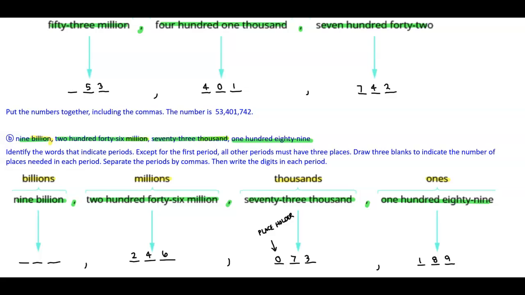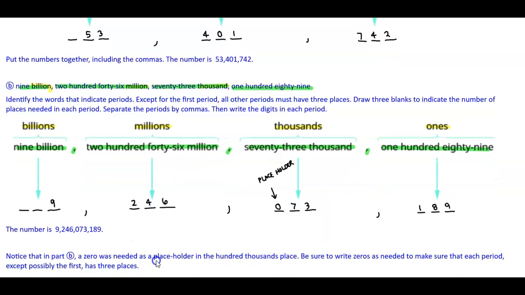And then we have 9 billion. So we have 9. Since that is the last one on the left, we do not have to put the zeros in for the placeholders. But anywhere in between, we should. So therefore, the number is 9,246,073,189.